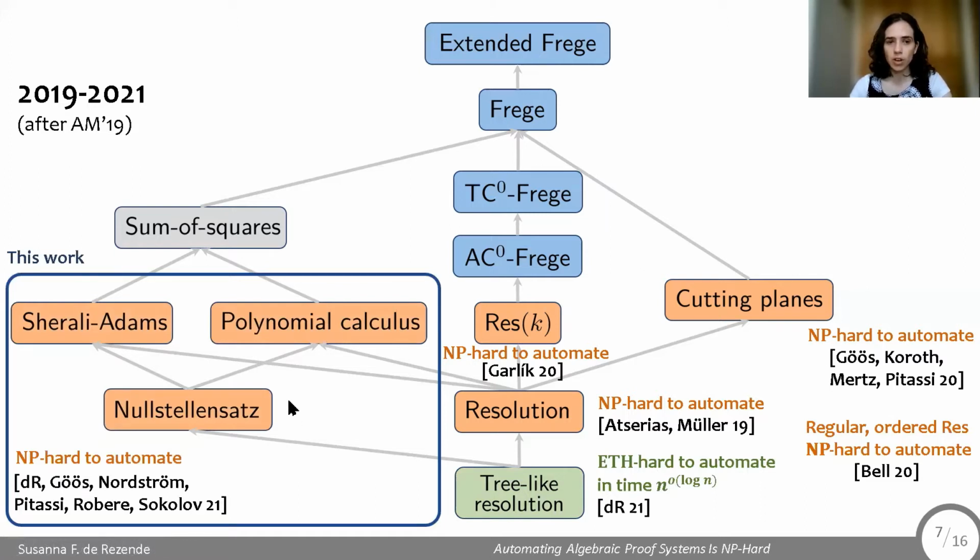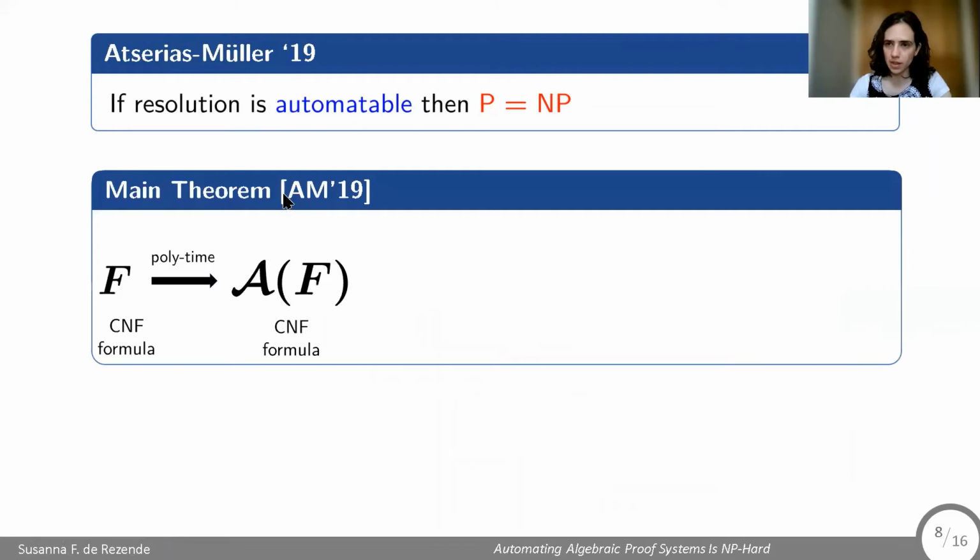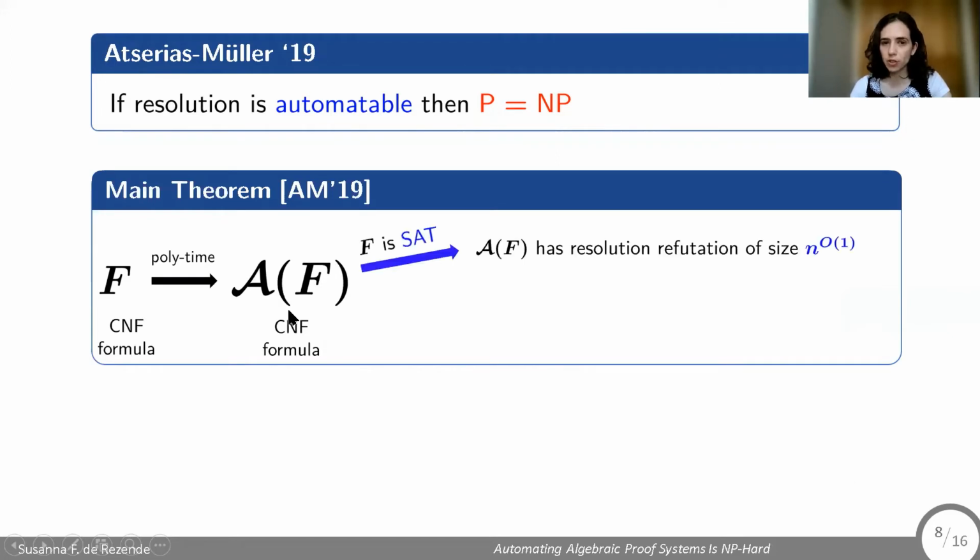Now, in order to talk about our contribution, let's first see what the main ideas of Atserias and Müller are. So in order to show that resolution is NP hard to automate, Atserias and Müller proved this main theorem. They showed that there is a polynomial time procedure that, given a formula F, produces a CNF formula, which I'm calling A of F, that satisfies two properties.